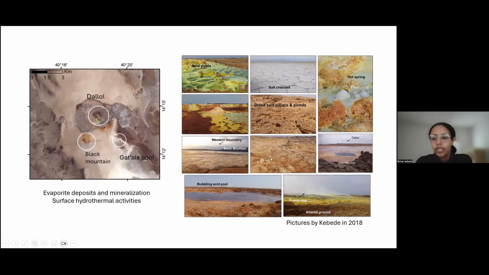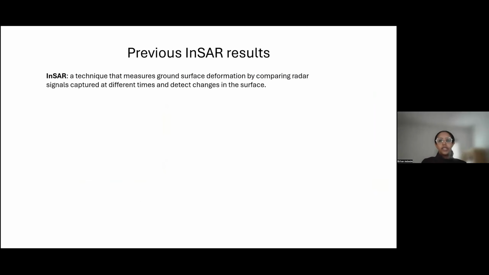So in general, we can see that we have extensive hydrothermal activities like hot springs, fumaroles, and some salt dissolution and salt mineralization activities. So previously, the area has been studied by InSAR technique. So the previous presenter already described the InSAR. It's a remote sensing technique that measures ground surface deformation by comparing radar signals captured at different times and detects if there is any movement of the ground within the given period of time.